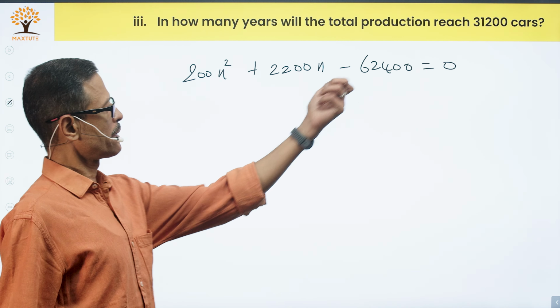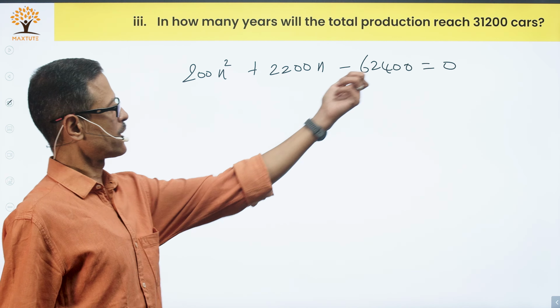Divisible by 200, divisible by 200, divisible by 200. Let's do that right away. So when I divide it by 200, we'll have an n square. Divided by 200, we'll be left with 11n. 200 dividing, the two zeros will go off, will leave us with 624 by 2, which is 312, is equal to 0. 24 into 10 is 240. 24 into 13 is equal to 312. So plus 24n minus 13n is how it's going to factorize. Plus 24n minus 13n minus 312 is equal to 0.